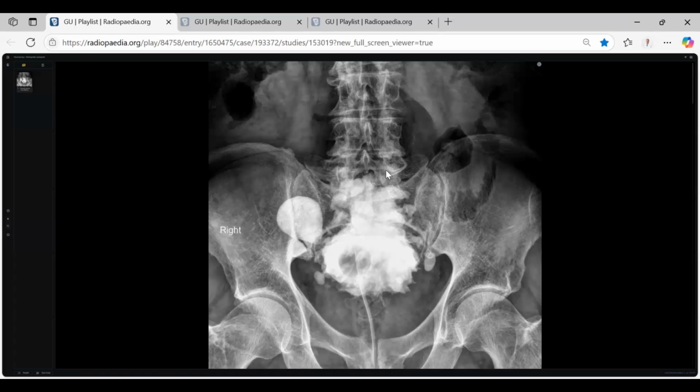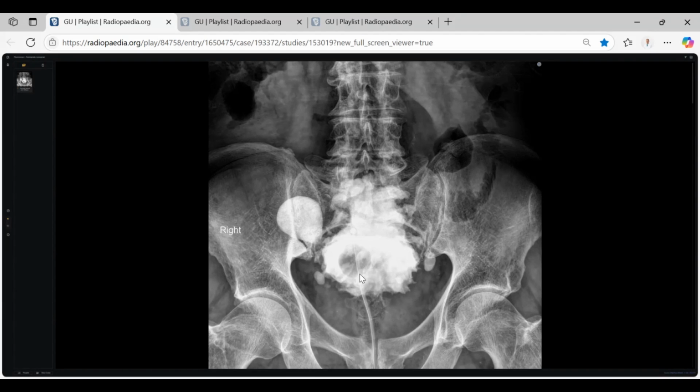What is your differential diagnosis other than intravesical obstruction? There is a characteristic appearance here. This is not just trabeculation. This is a pear-shaped bladder. Why is it pear-shaped? There is some contracture here, some dysfunction. What is the name of this appearance? Detrusor bladder inactivity.